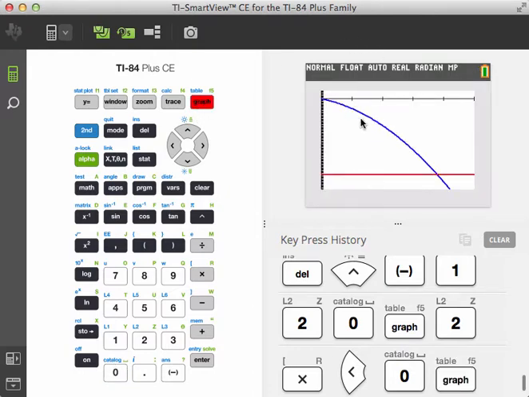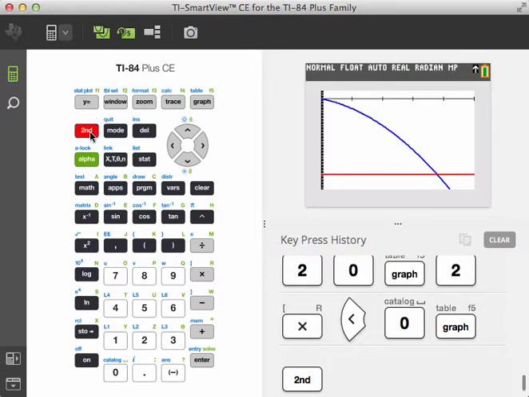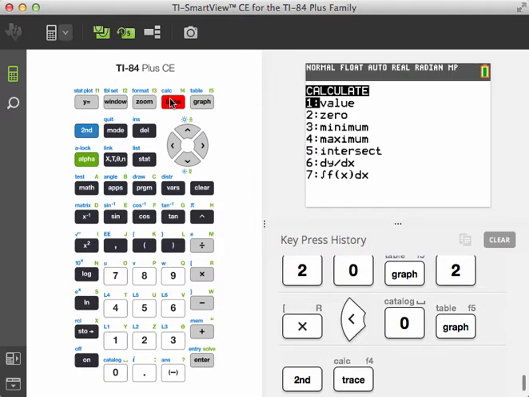And so we can see the blue curve is the position-time of the projectile, and this is the position-time of the ground. You notice it's not changing. But this intersection here means that they are occupying the same position. They have the same y value. So what we want is to calculate the intersection. So that's second trace, which is calculate. We want the intersection.